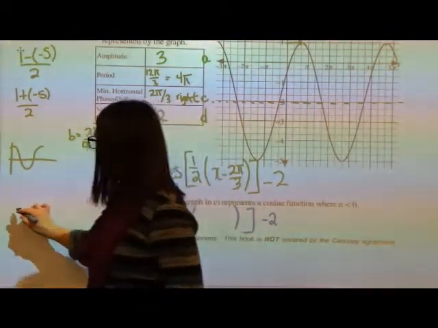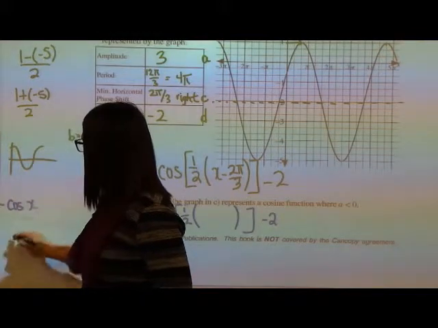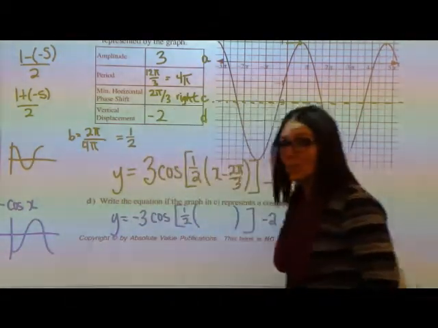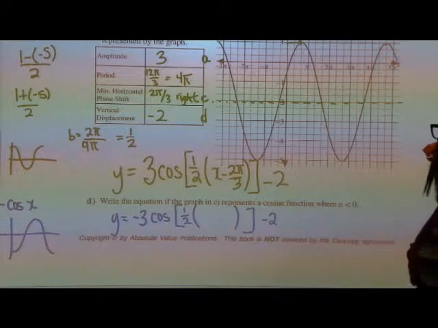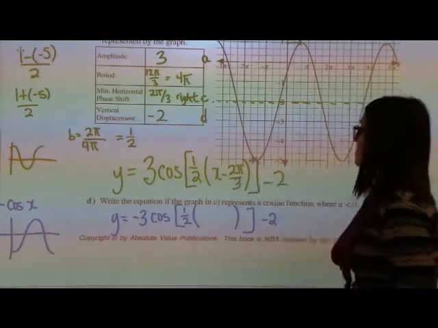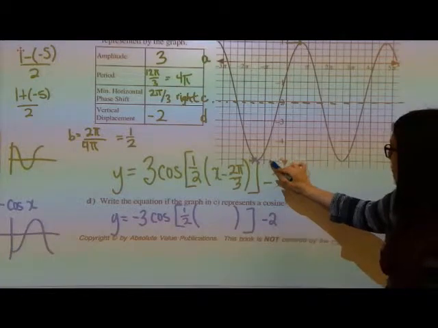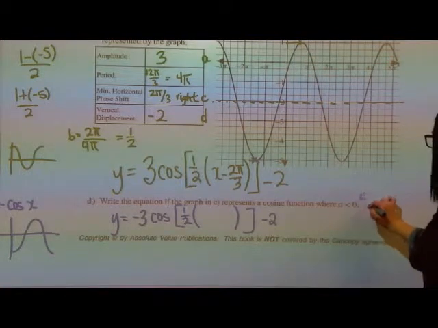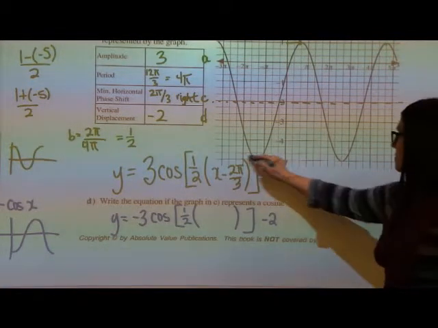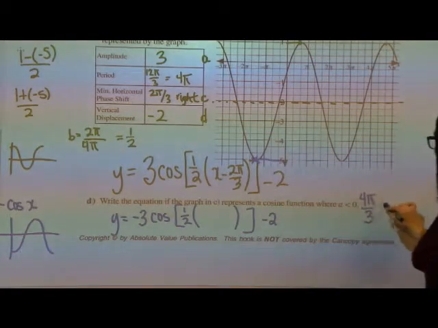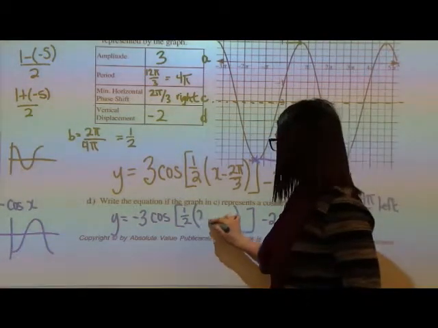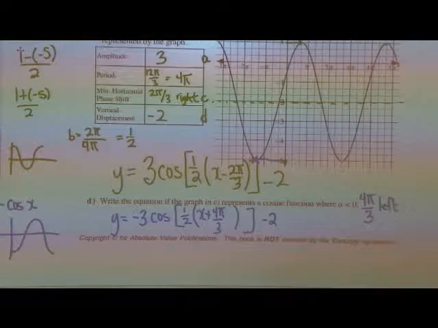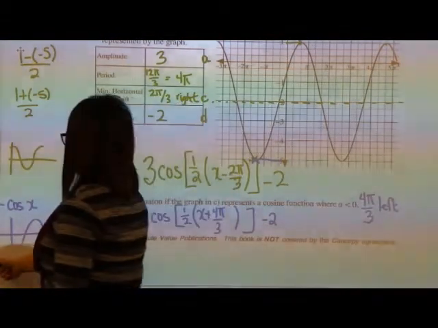Because in this negative cos x, instead of starting at the maximum, I start at the minimum. So when I'm trying to determine that horizontal phase shift, I want to go to the closest minimum point. So this is a shift of how many units? 4, 5, and in which direction? Left. So you add it. So it'll be x plus 4 pi over 3, because I shifted to the left. Good. Okay, last question. Or last set of questions.